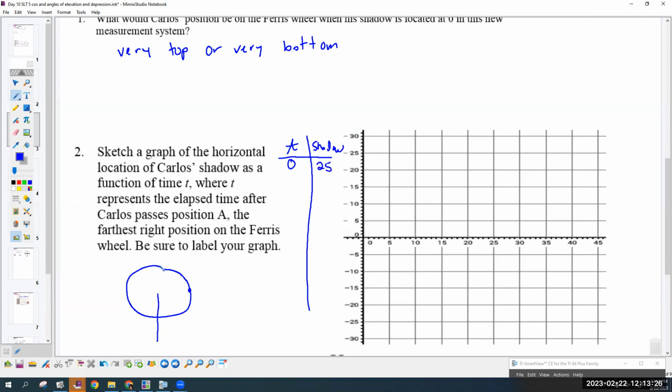Okay, so at the very top, remember it's 20 seconds to go around. So up here, this is going to be 5 seconds. And at 5 seconds, the shadow is going to be 0. Over here will be 10 seconds. And because that's the far left, 10 seconds will be negative 25. 15 seconds will be at the bottom. That will be 0. And then 20 seconds will be back at chair A, 25.